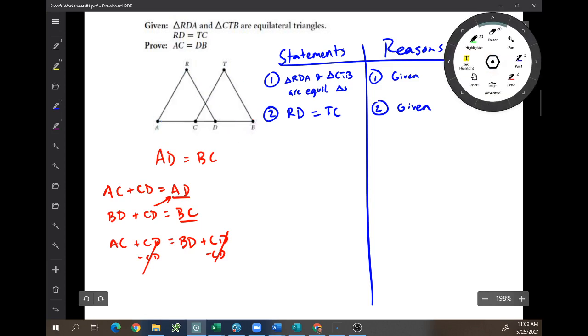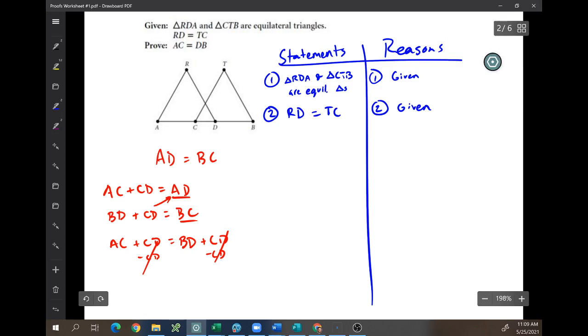Okay, so what I know is if it's an equilateral triangle, I know that all of my sides are equal to each other. So if I'm looking at this RD, if it's an equilateral triangle, that would be equal to AD. So I can say RD equals AD. Now I'm going to do the same thing for the other triangle. TC, that's the side that they gave me, is equal to this other bottom side. So TC equals BD. Why? That's the definition of equilateral triangles.